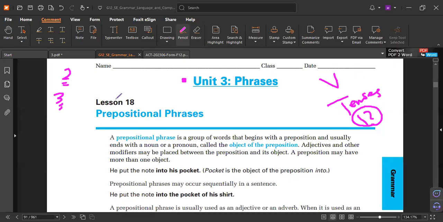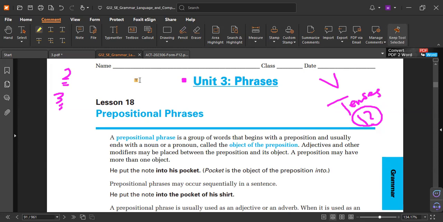We finish it, or we will memorize it? We will start unit number 3. Unit number 3 is very, very important. Understand it, and you understand everything in English.